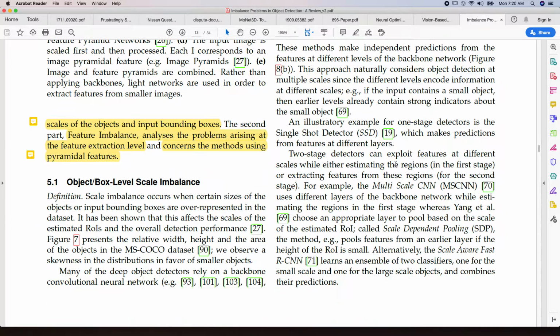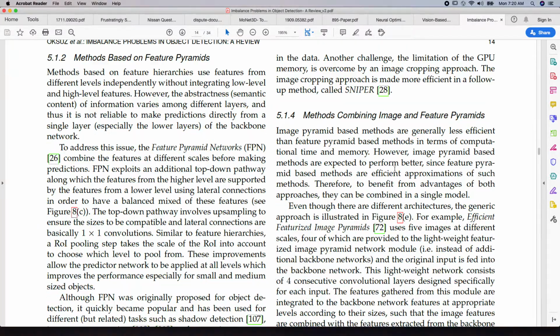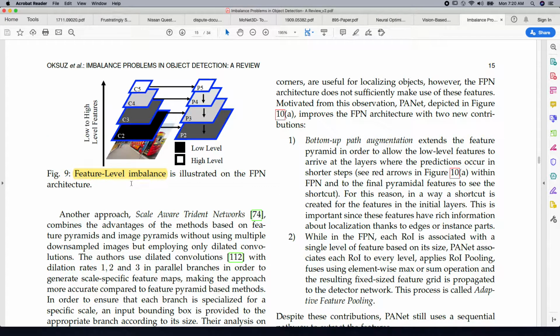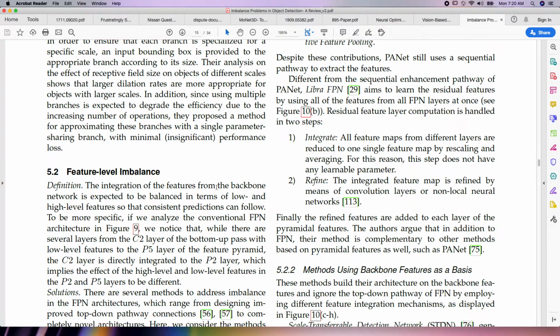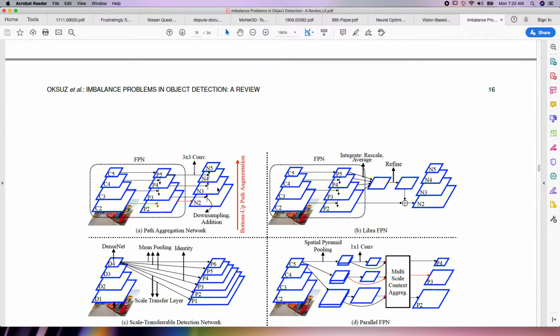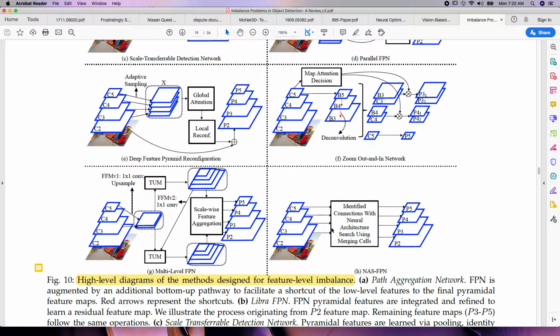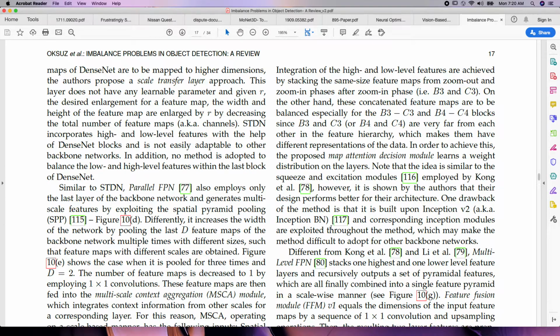We postpone that too. So yeah, the feature level imbalance, we'll look later on into that. It's high level diagrams of the method designed for feature level imbalance. We will also postpone that.